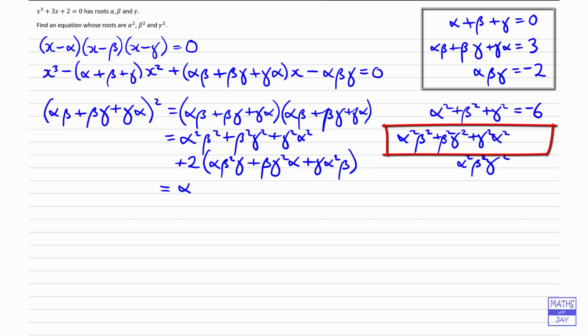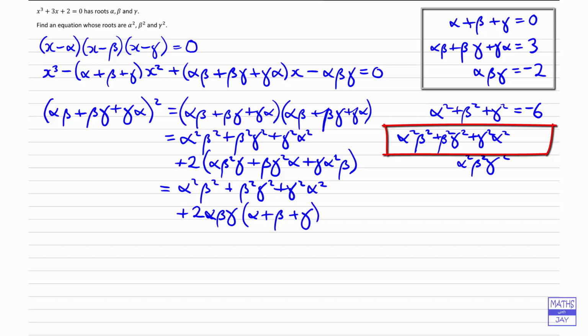So the first 3 terms are just what we want, so let's leave those as they are. And then we're going to add on 2. So now we're looking at this to see what we can do to simplify it, bearing in mind what we already know. Now actually each term has got an alpha, beta and gamma in it, hasn't it? So we can take that outside the bracket, we can factorise. So we've got alpha beta gamma multiplied by beta plus gamma plus alpha. So let's just write that in alphabetical order, alpha plus beta plus gamma.